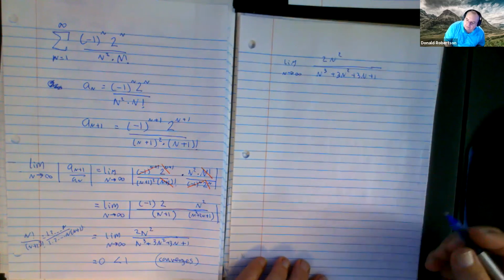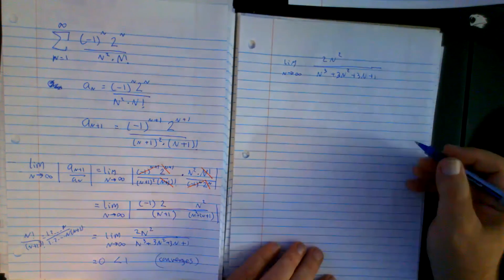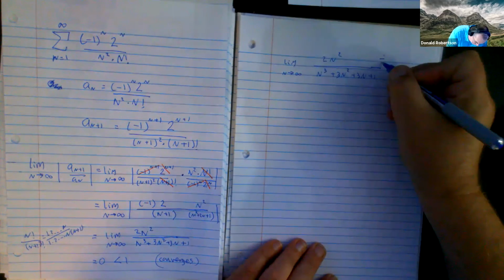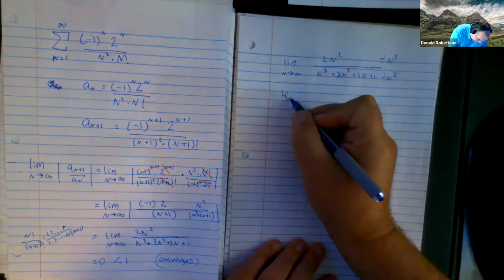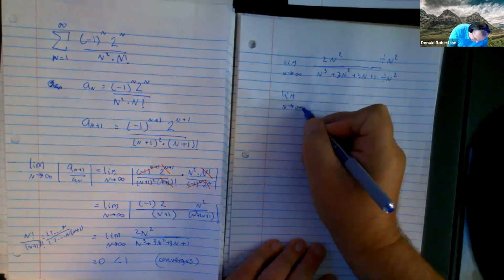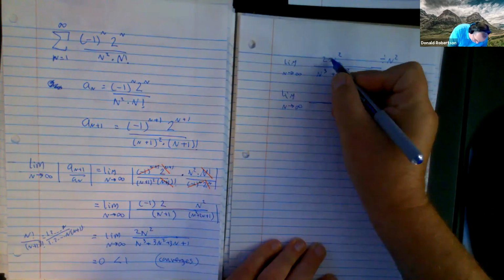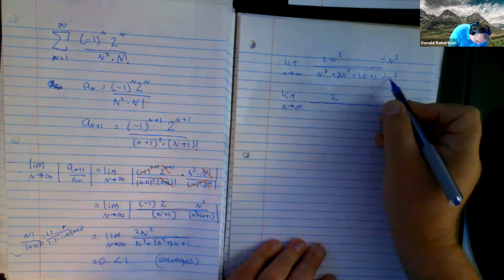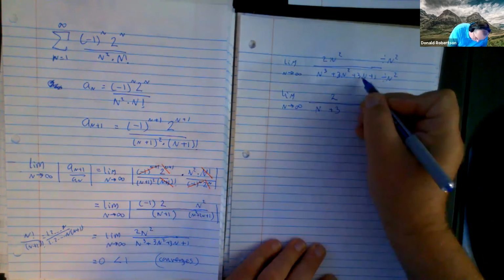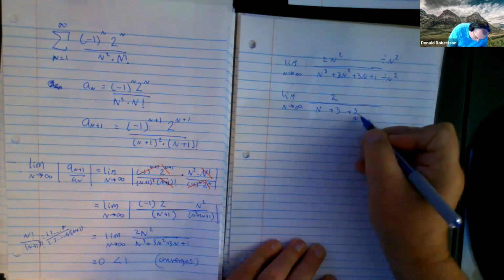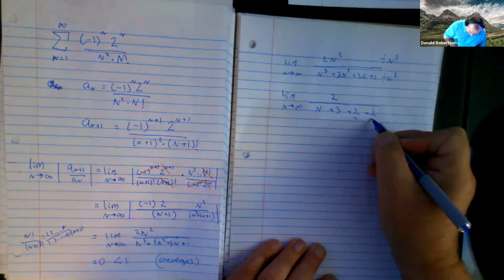How about divide by n squared? Okay, so if you divide the top and bottom by n squared, it turns into the limit as n tends to infinity. Divide that by n squared, you get 2. Divide this by n squared, the next term by n squared, the next term by n squared, and the next term by n squared, you get that.